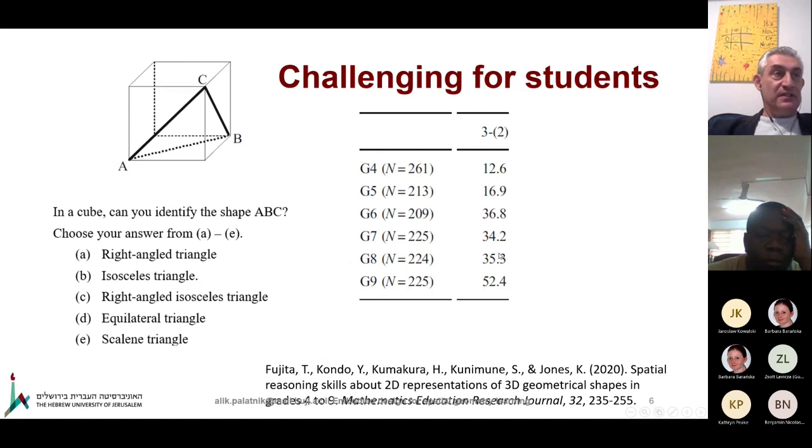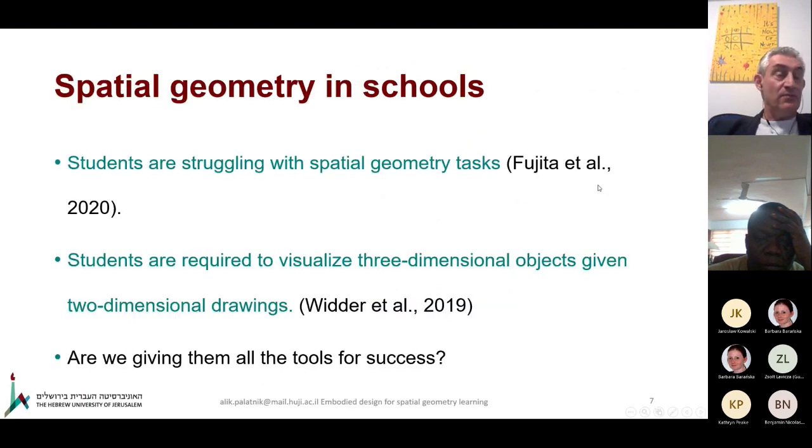For instance, this is a question which Fujita and colleagues asked in their test. They asked this question, as you can see, of thousands of Japanese students. In the cube, can you identify the shape ABC? Which kind of triangle is this? You can see that in grade 4, only 12.6 percent of students answered correctly, and in grade 9, a little less than half of students answered this question correctly. So this is a question in spatial geometry, and this is hard for students.